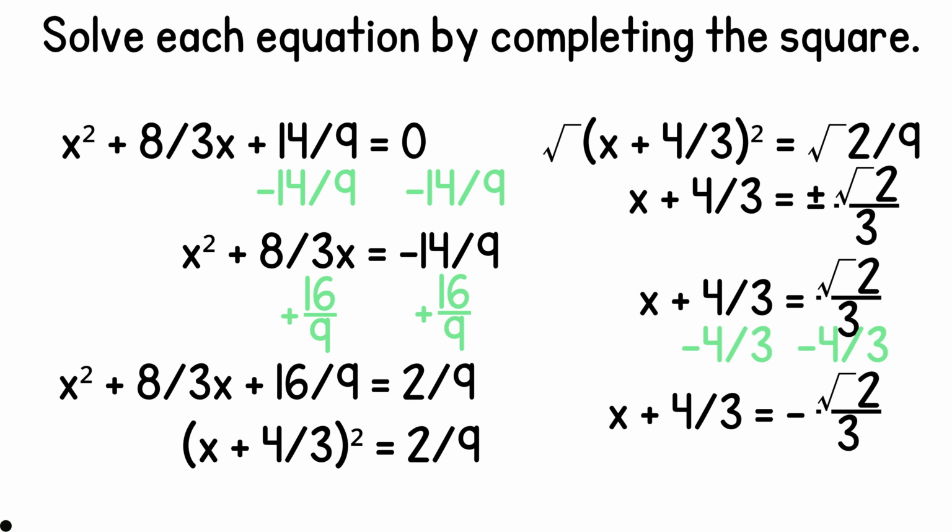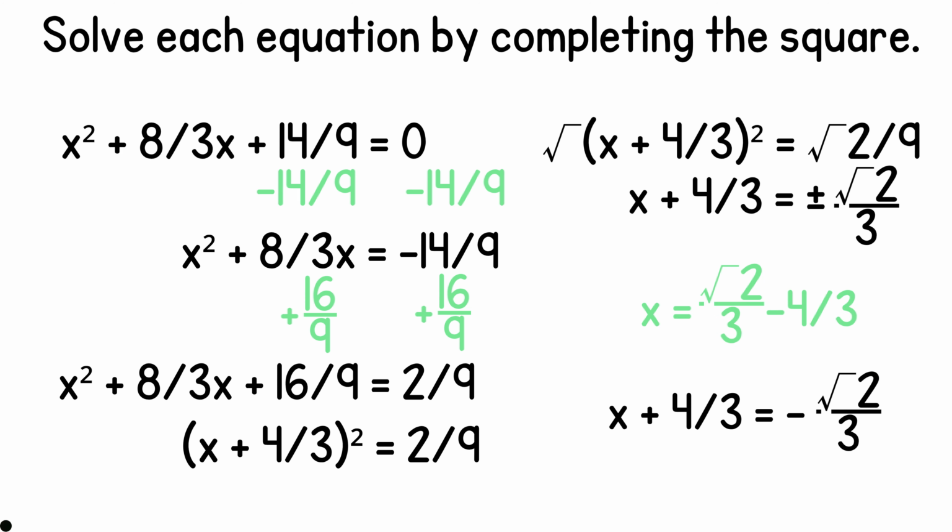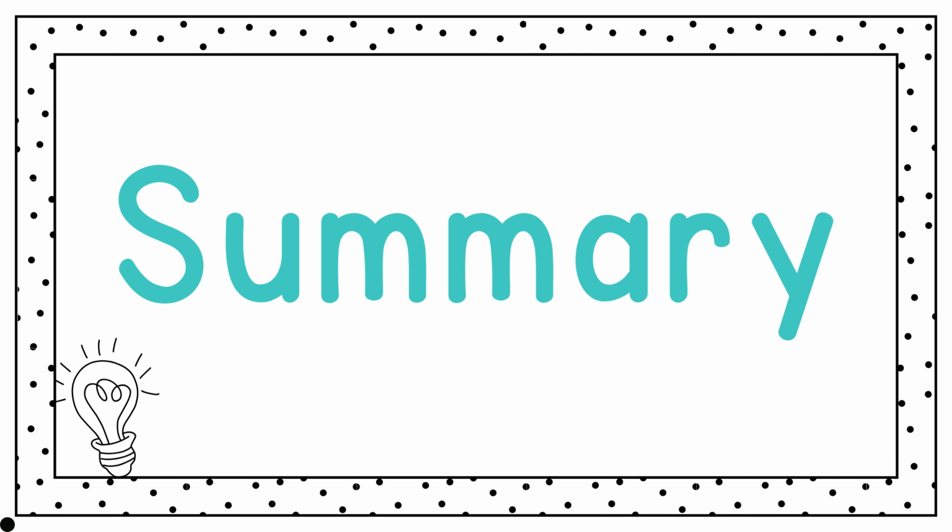We'll solve by subtracting 4/3 from each side. So this gives us x is equal to radical 2 over 3 minus 4/3. We'll subtract the 4/3 on the bottom equation, and this gives us x is equal to negative radical 2 over 3 minus 4/3. Now let's summarize what we've learned.